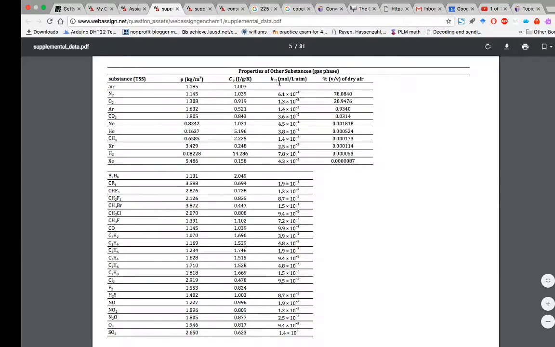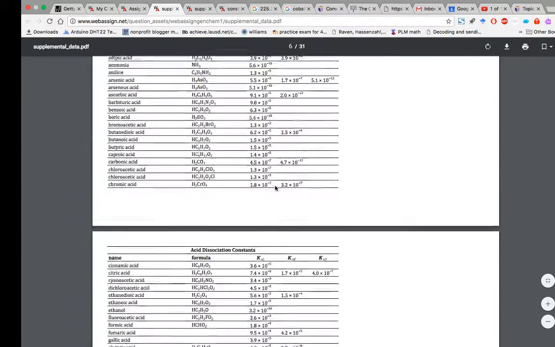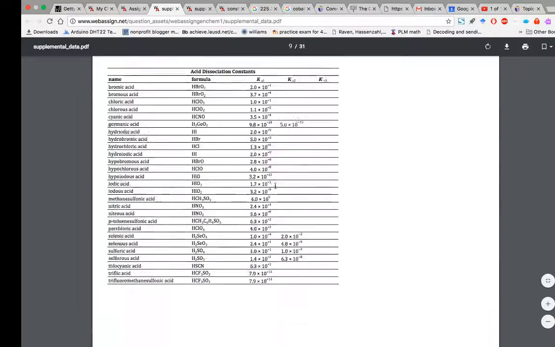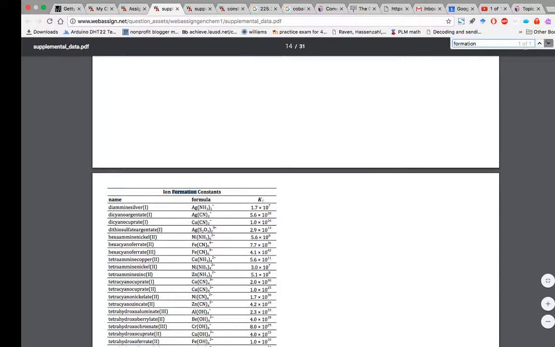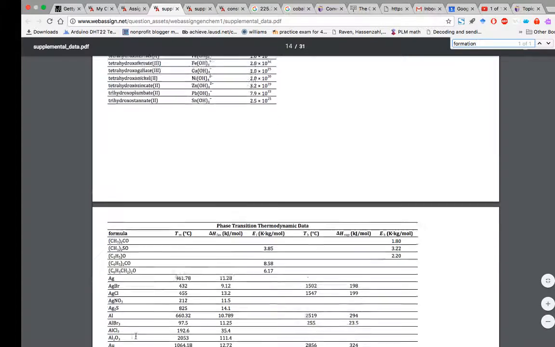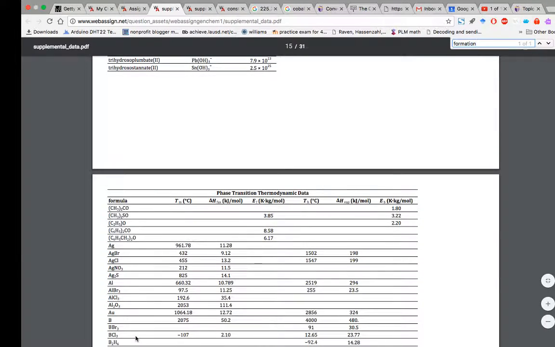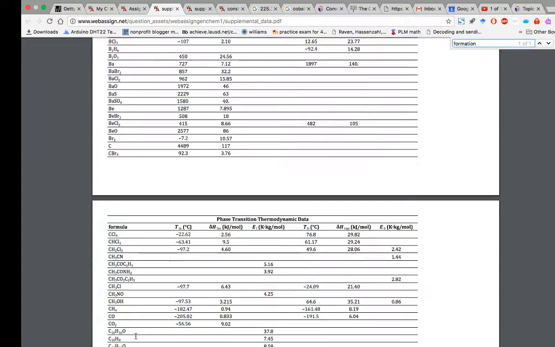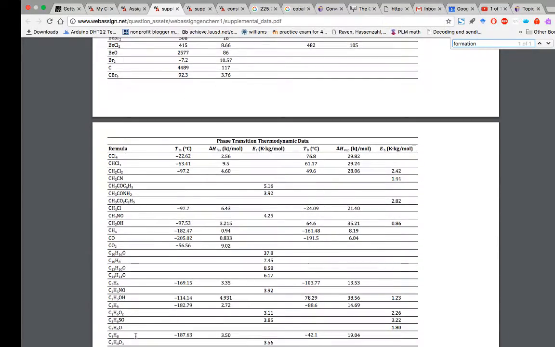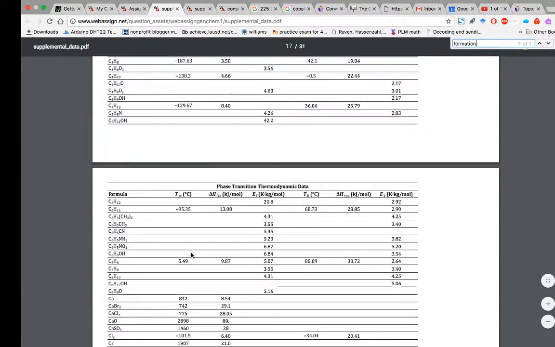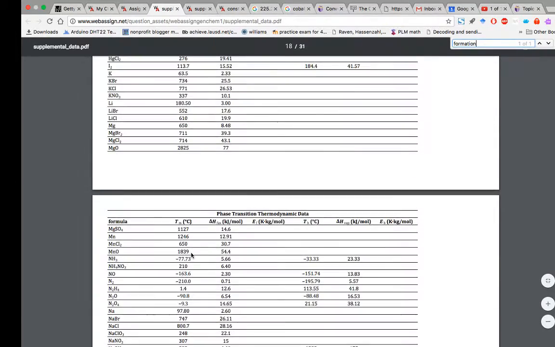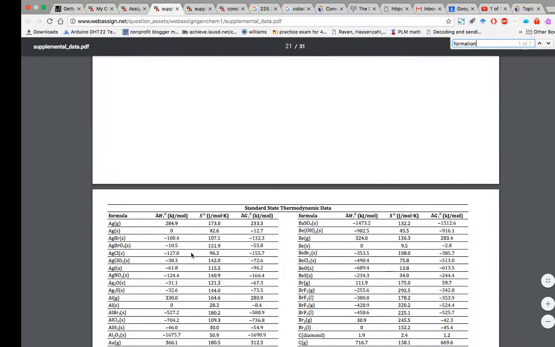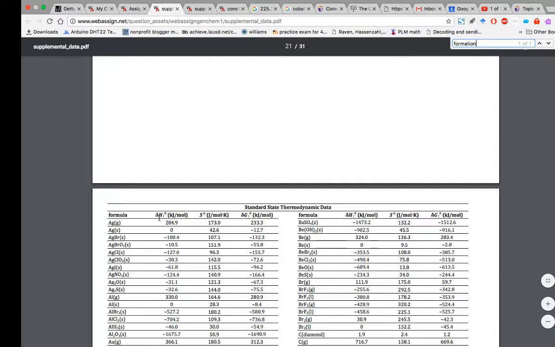Let's see, enthalpies of formation. There's a lot of data here. Let me just look for formation. Here we are. No, that's not it. Any more formation? Enthalpies of formation. Here, no, that's fusion. Not sure where this is going to show up. Here we are. Delta HF. This is the enthalpy of formation.